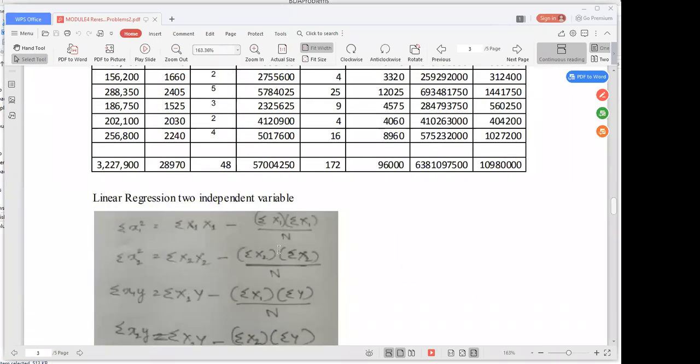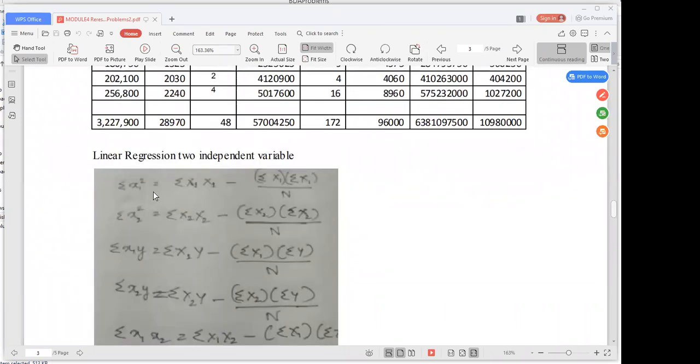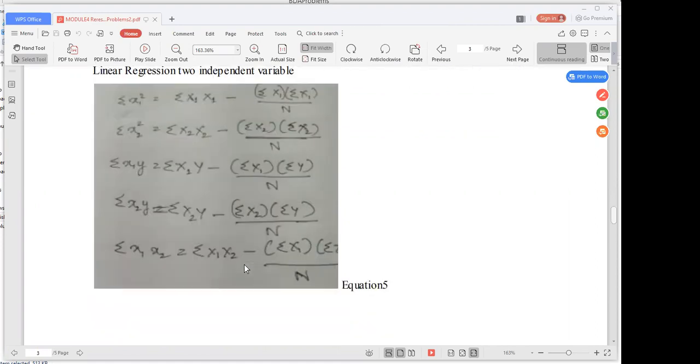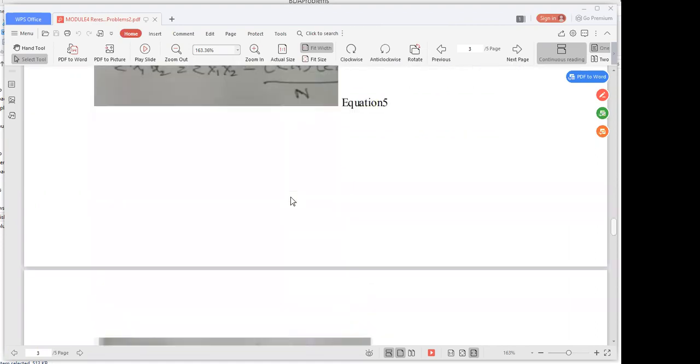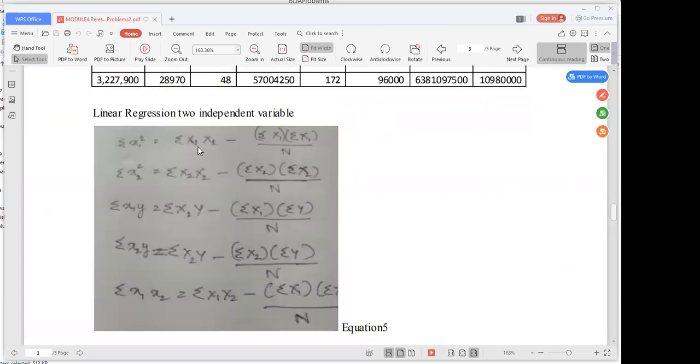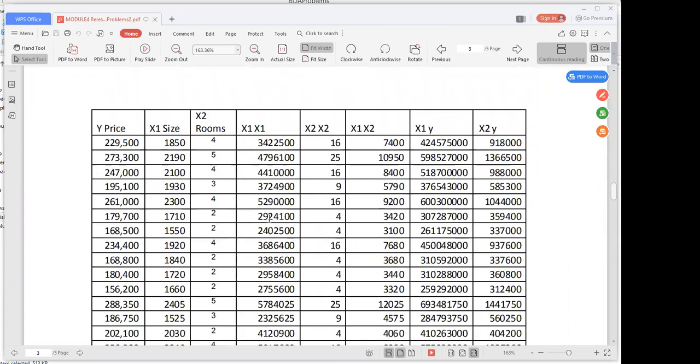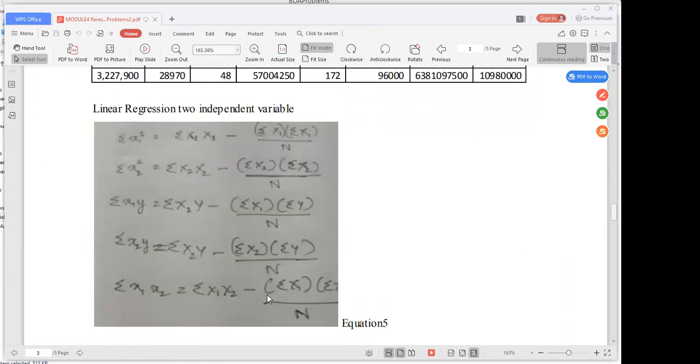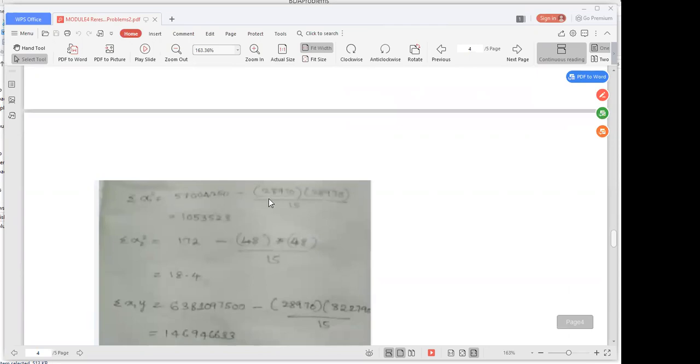Now for linear regression with two independent variables, like in the previous example, we require the summation of x1 square. These are the variance with respect to x1, and x2 is the variance with respect to the x2 independent variable. So we need all this, using the same formulas. I call this equation 5. This can be calculated by substituting these values: summation of x1 into x1 is this one, minus this. Substituting the respective values, I've got these values.